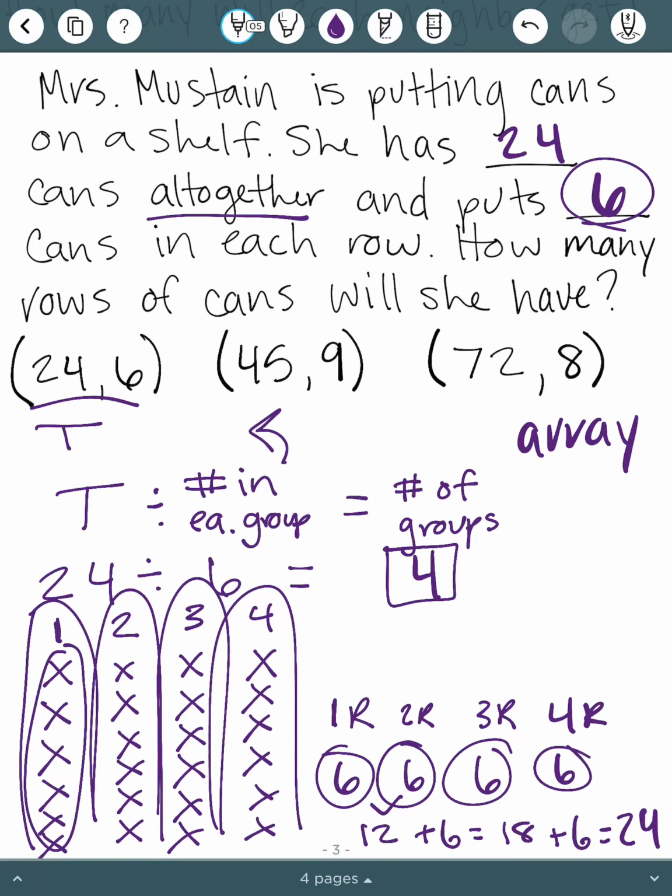So they can also just show me with the number. They don't have to draw out all of the X's or dots or whatever they want to use, the cans, what's representing the cans. So that's how they would do an array problem, because we know that there's 6 in each row. How many rows do we have? Awesome.